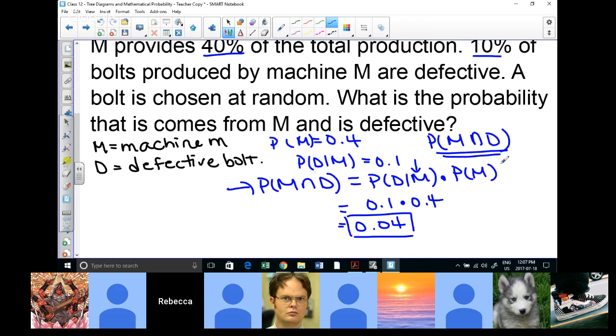Now, they're asking for the probability of their intersection. What is the probability that it comes from M and, meaning intersection, is defective? Well, according to our formula, if I want the intersection of these two things, I can take the conditional probability times the probability of the second thing, the given element. So I know this is 0.1. I know this is 0.4. That gives me 0.1 times 0.4. So the probability of their intersection is 0.04. So this is just a less likely type of question that you could get.